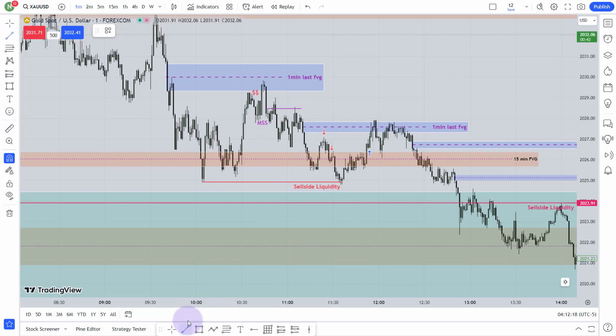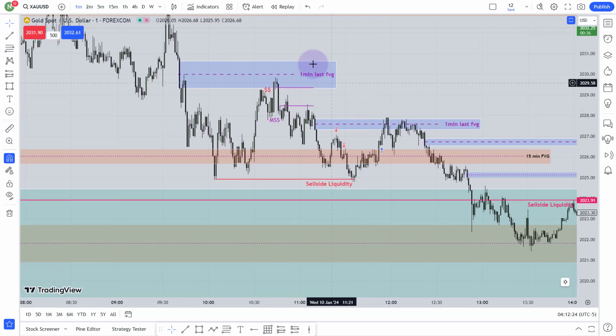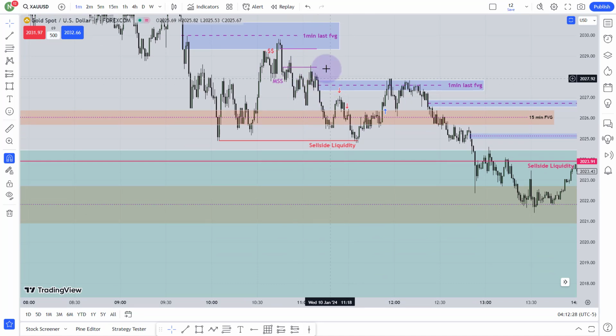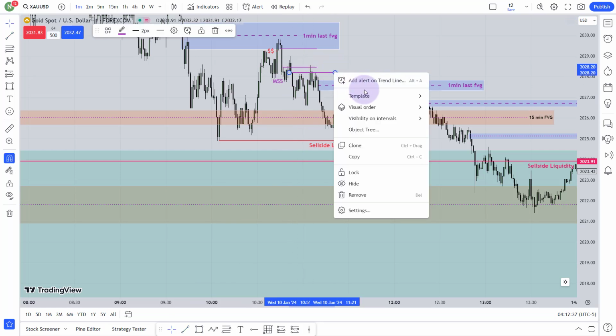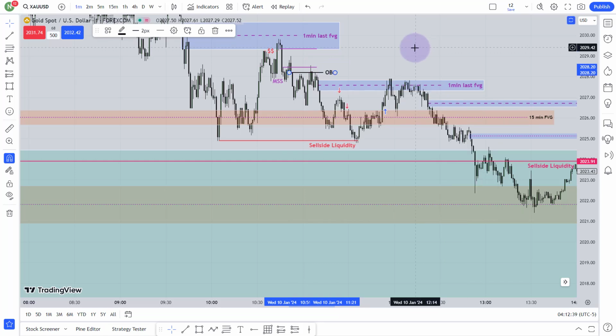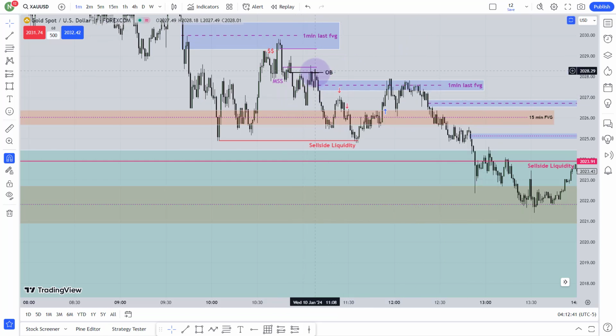Very simple, guys. I am just using the last fair value gap. So price came to this 1 minute last fair value gap and gave me the setup. There was a very nice entry over there. Later, price traded to this water block level. This is the water block. Price came back to the water block, it fell, and finally it has taken the sell side liquidity.